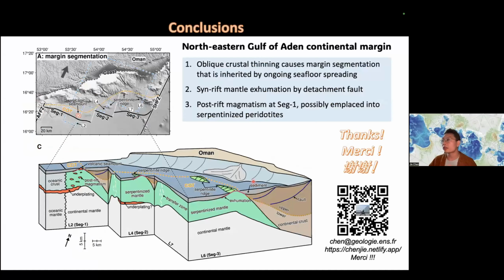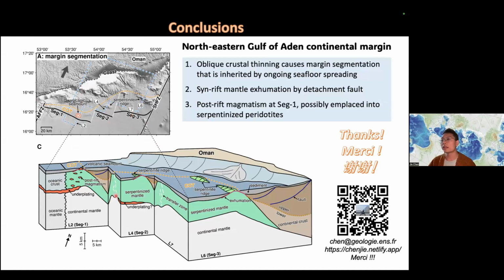So here is the conclusion of the presentation with the 3 sketches for the northeastern Gulf of Aden continental margin. First, we found an oblique crust thinning, which caused the margin segmentation and is inherited by the ongoing seafloor spreading.